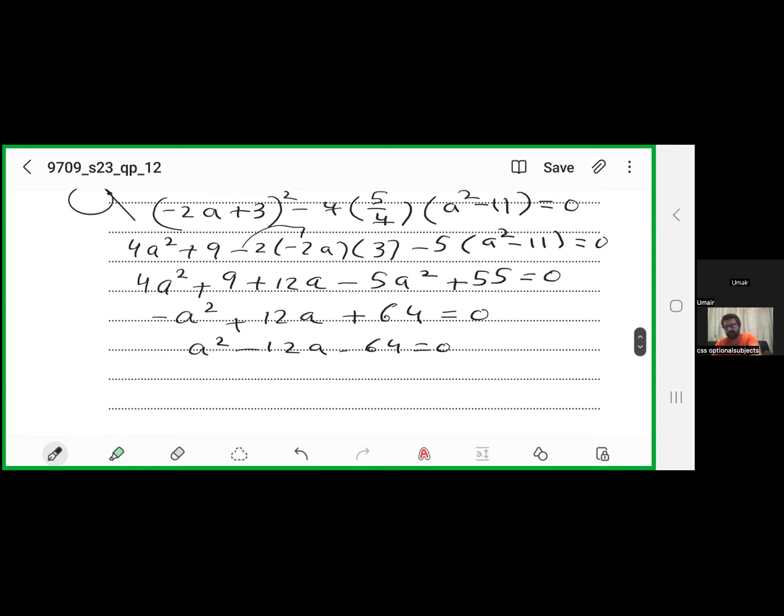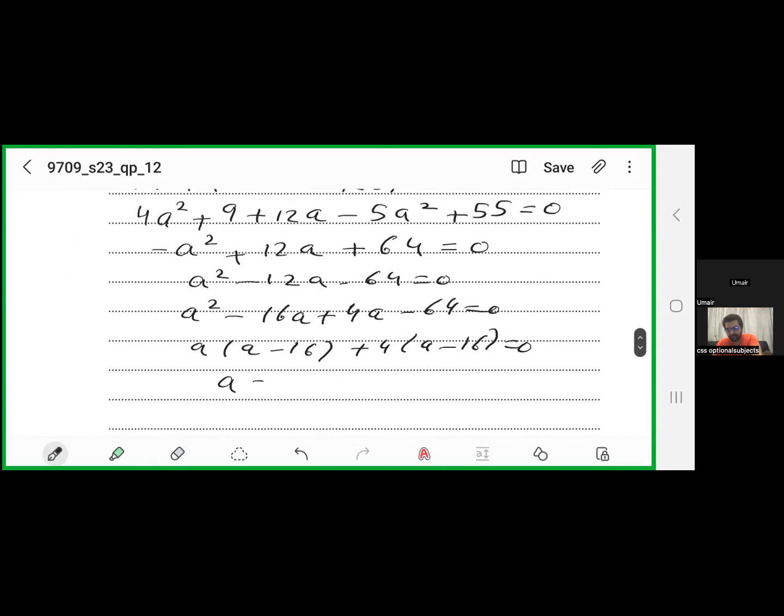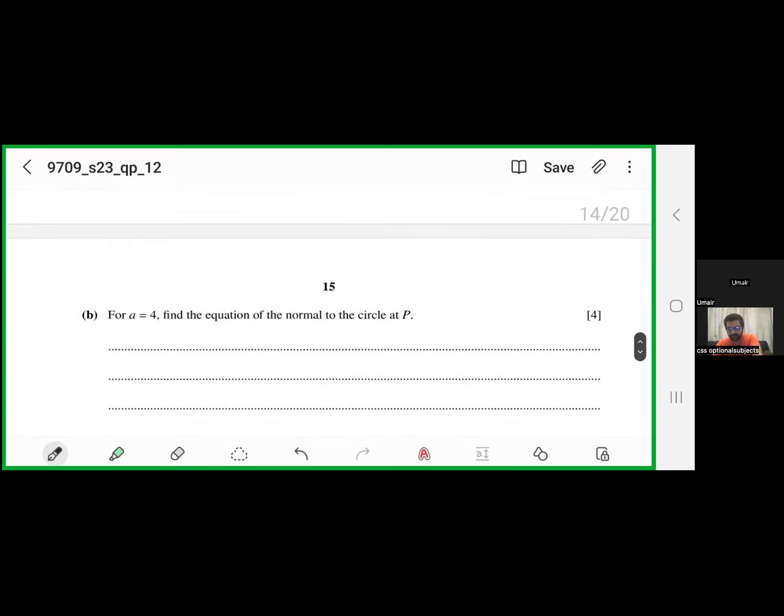64. 16 fours are 64. a square minus 16a plus 4a minus 64 is equal to 0. From here you can factorize this. (a minus 16)(a plus 4) is equal to 0. So from here a will be equal to 16 and a will be equal to minus 4. So you will be having the values of a from this equation like this.